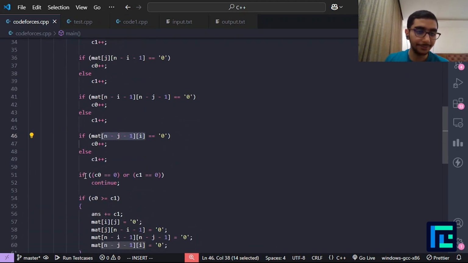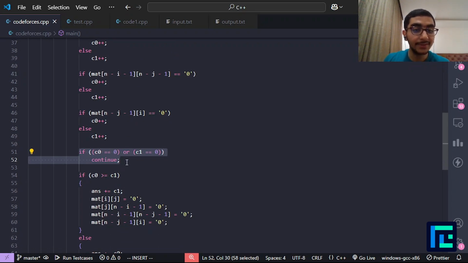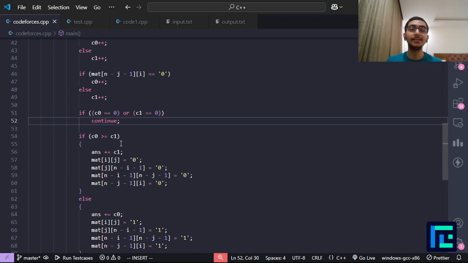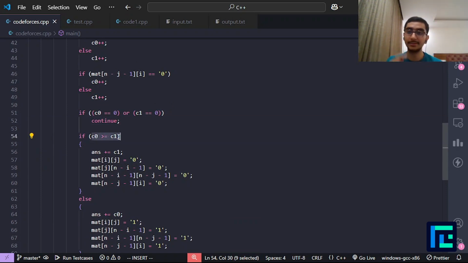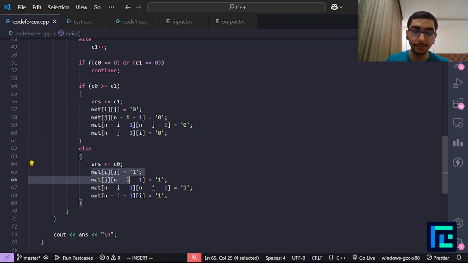And then if there are all zeros or all ones, then that means all the four cells are equal, so I don't need to do anything. I'll just simply continue, right? I'll move on to the next index. But if they are not equal, I'll see which is the minority element. So here c1, that is 1, is a minority element, right? So the number of ones will be added to the answer, and I'll convert everything to 0. If zeros are the minority element, then I'll have to change all the zeros and convert everything to 1.